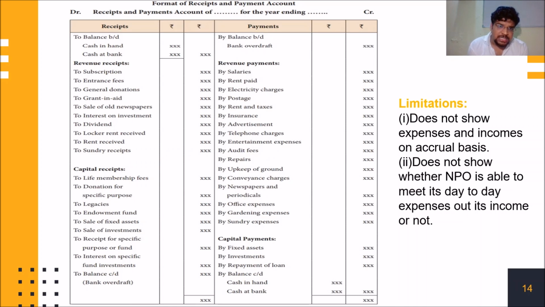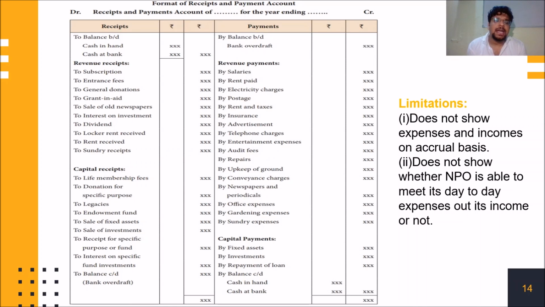So receipt and payment account of, here you can put the name of the organization, for the year ending. Here you can mention the month, date as well as year. Let's have a look at the receipt side. So to balance BD, cash in hand, cash at bank. Like I told you, the beginning balances of cash in hand and cash at bank are mentioned here.